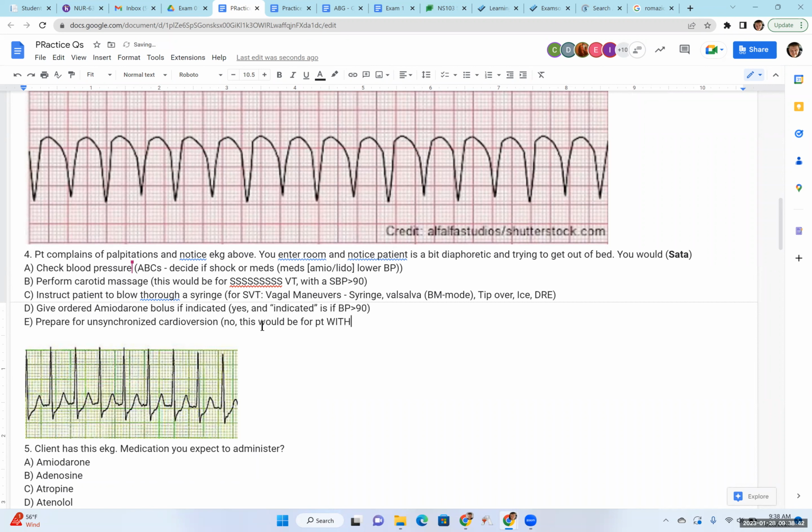Before, patient without a pulse. If this patient had a pulse, what would we do, right? Have a what instead? A synchronized cardioversion, right? Yes.